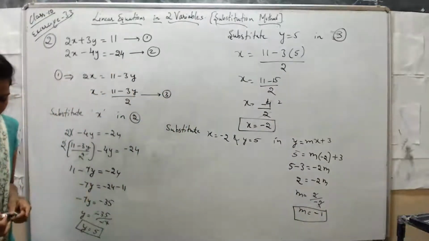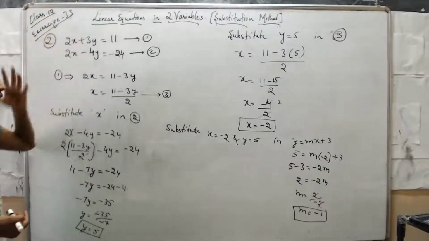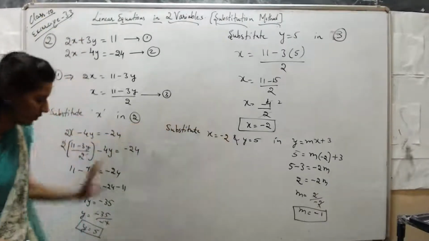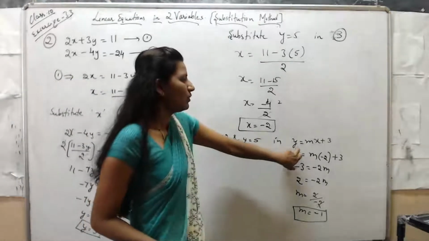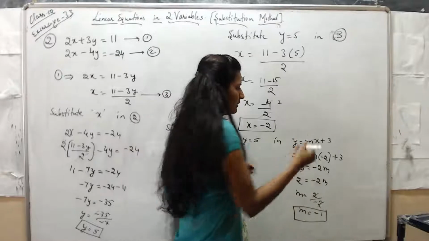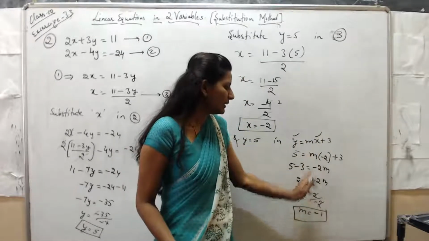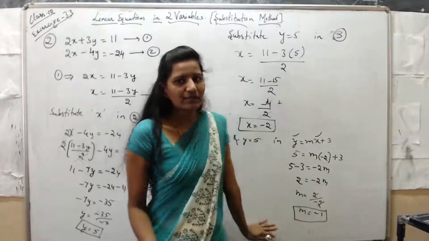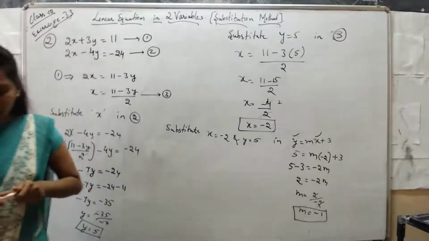Understood what we have done here? By solving these two equations by the substitution method, we got x and y value. These two values should be substituted in y is equal to mx plus 3, and you will get the m value. Got this? Let's pass on to the next question.